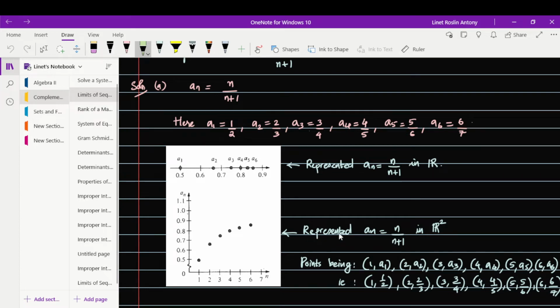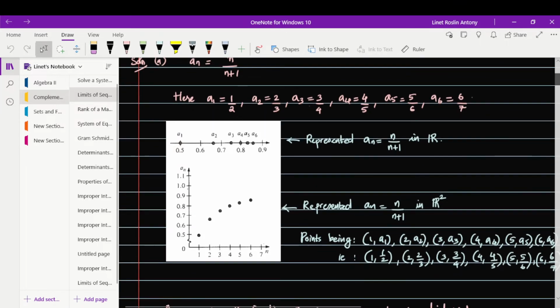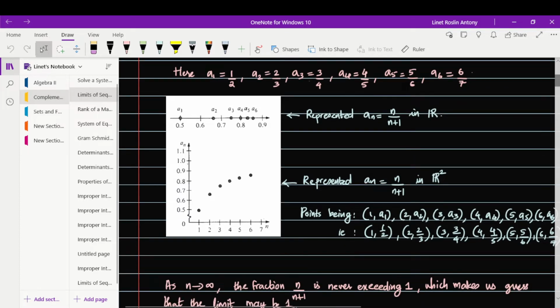The same can be represented in R2. So in order to represent that, we know that sequences are actually functions from natural numbers to the values we are giving. That means here the points will be plotted as ordered pairs: 1 comma the first term A1, the second point will be ordered pair 2 comma A2, ordered pair 3 comma A3, ordered pair 4 comma A4, ordered pair 5 comma A5, ordered pair 6 comma A6.